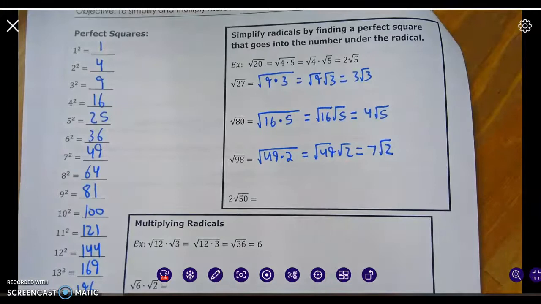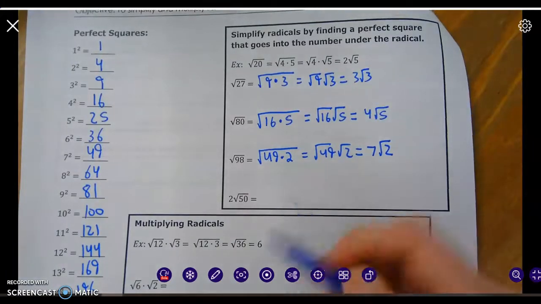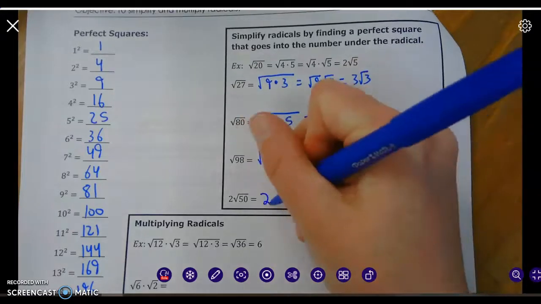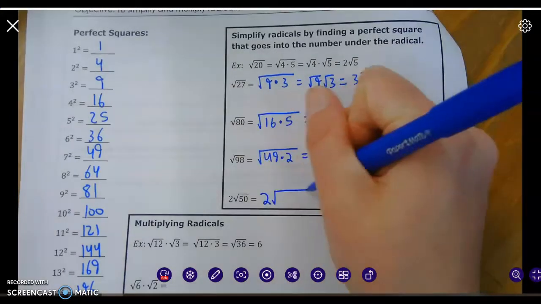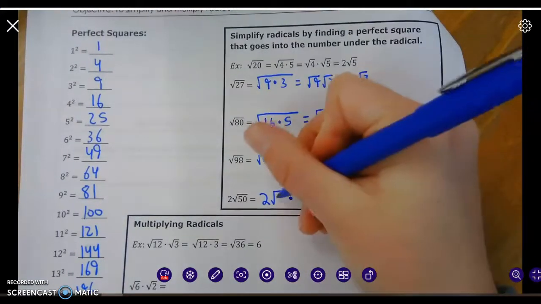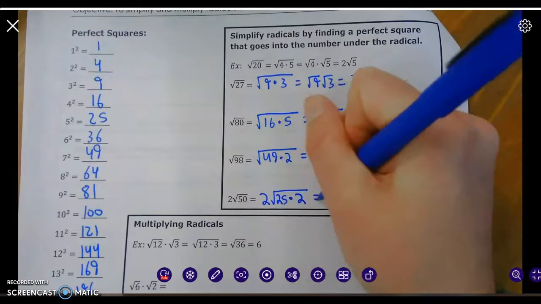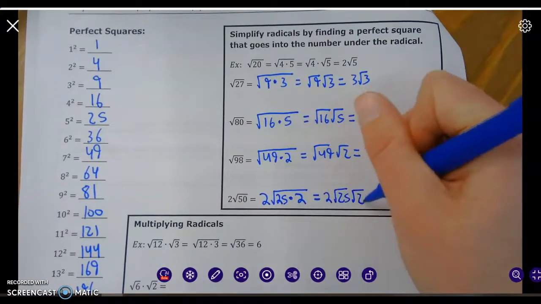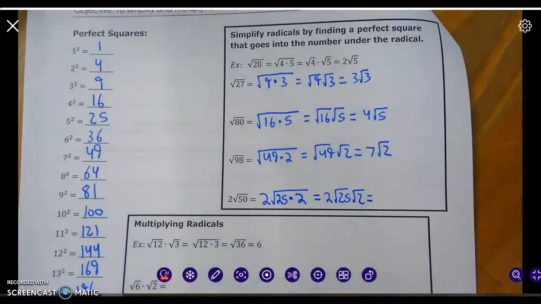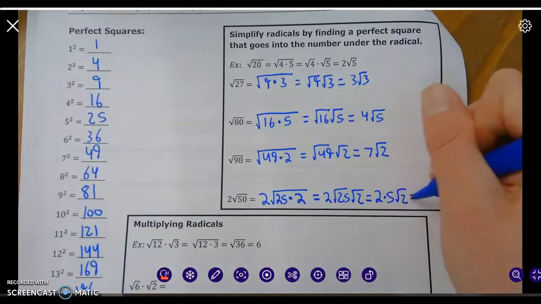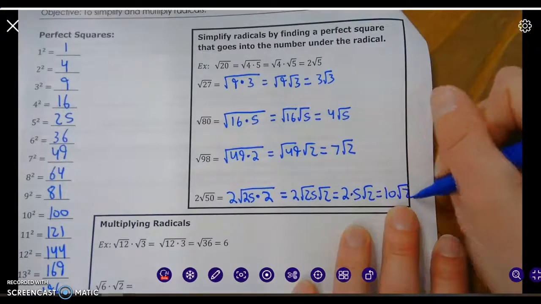Okay, and then for the last one, we have 2 square root of 50. The only difference with this one is we're going to have this 2 that we bring with us while we simplify square root of 50. So we're going to use 25 and 2 for the square root of 50. So then the square root of 25 becomes 5, and square root of 2 just stays square root of 2. So then we have 10 square root of 2.